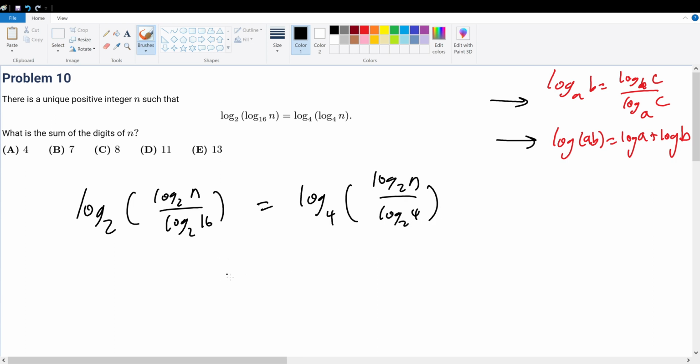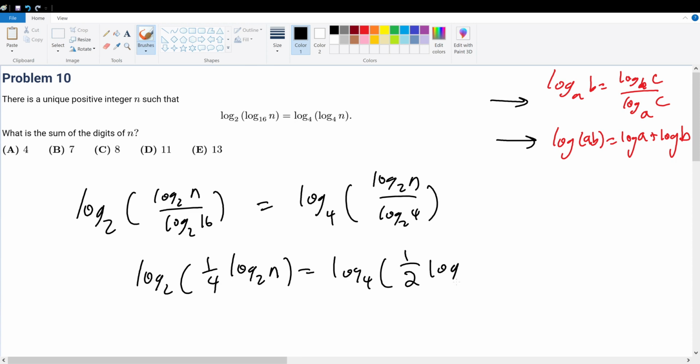Now, what is log base 2 of 16? 16 is just 2 to the 4th, so that becomes 4. But it's in the denominator, so that becomes 1/4 times log base 2 of n. Log base 4 of n gives: log base 2 of 4 is equal to 2, but it's in the denominator, so that becomes 1/2 of log base 2 of n.